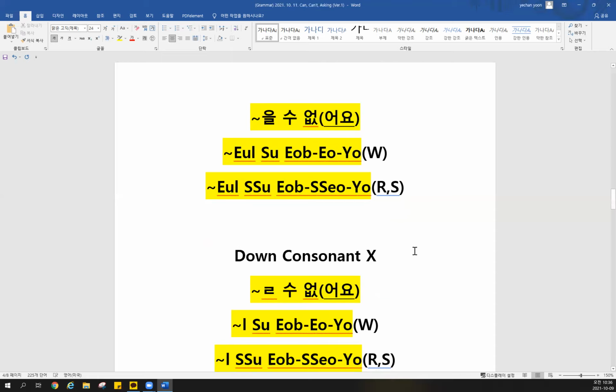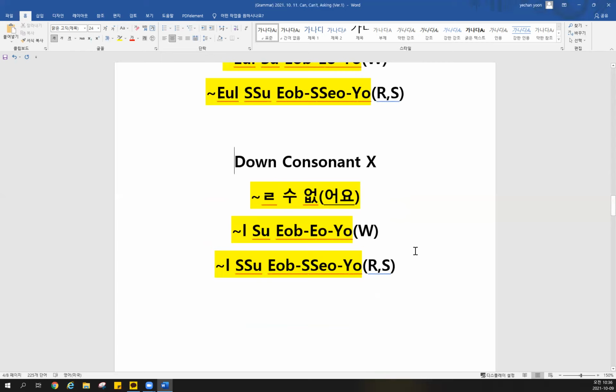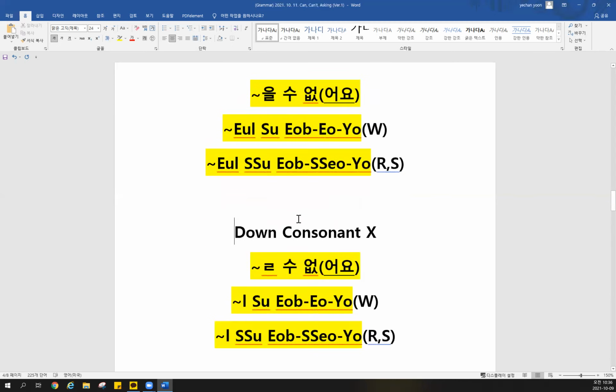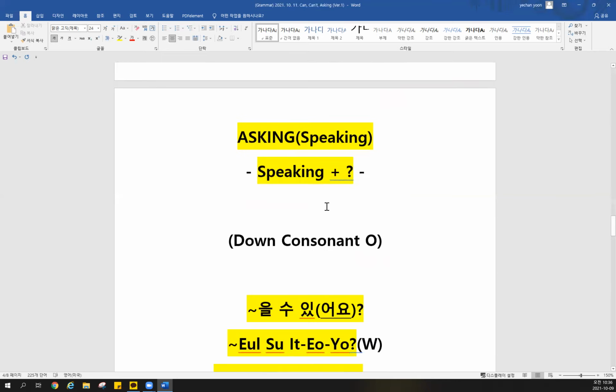Then you can say blah blah 르 plus 르 수 없어요. Slow down. Blah blah 르 수 없어요. Okay, this is the can't, whether they have a down consonant or don't have one. Okay, all right. This one, asking. For the asking, it's easy, guys: use the speaking version plus a question mark. That's gonna be finished.